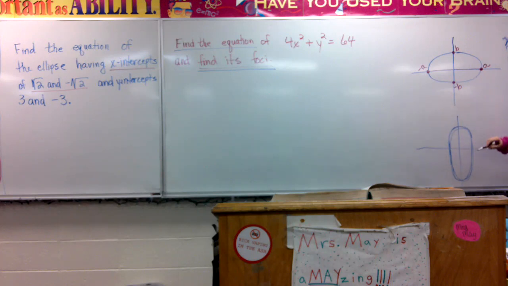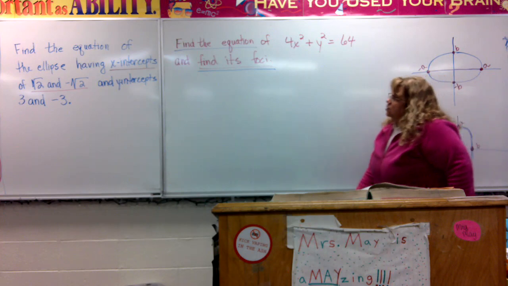On the up and down, remember A is always bigger. I did a really bad job on this one. This is supposed to be equal. There's A. There's negative A. This is B. This is negative B. And again, those are the values that go underneath the x and the y. Square those, they go underneath the x and the y.